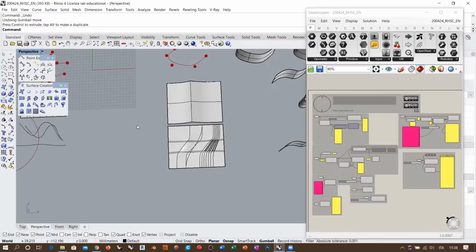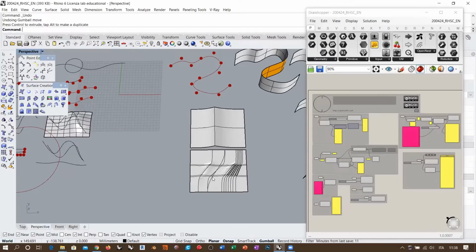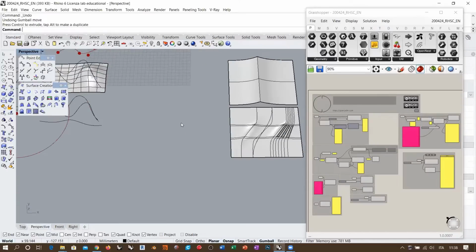Now, as regards the loft, there is another consideration that we might want to make, and it regards the complexity of cross sections.